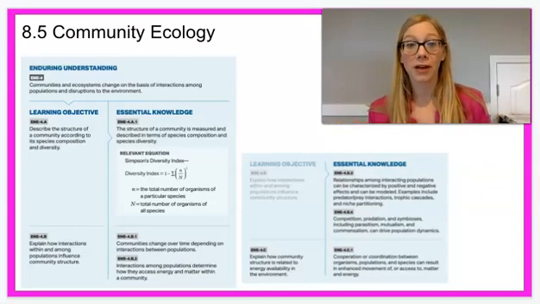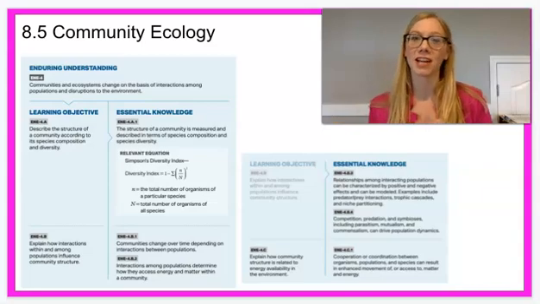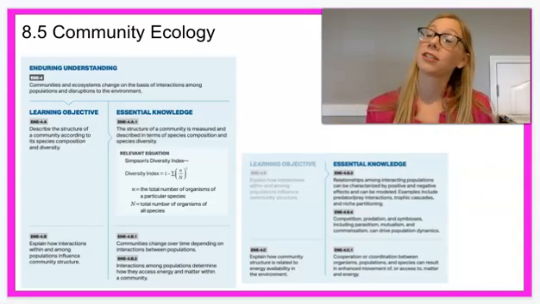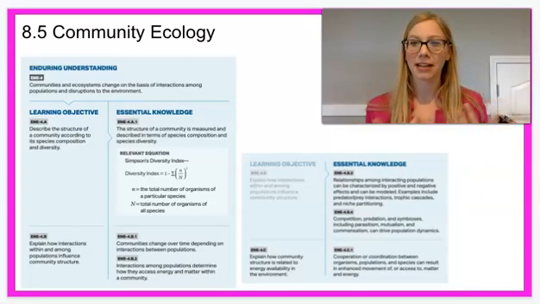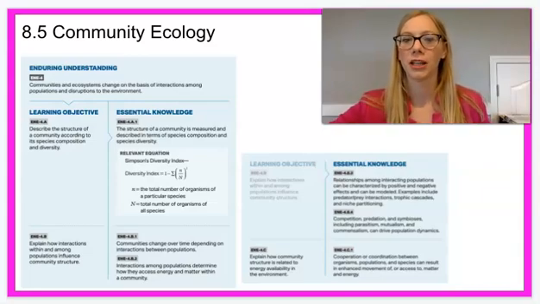In this video we're going to be talking about 8.5, which is all about community ecology. We're going to talk about how populations interact with each other, and then we're also going to talk about something called the Simpson's Diversity Index, which really just tells us a way of mathematically calculating or stating how diverse a particular population is.